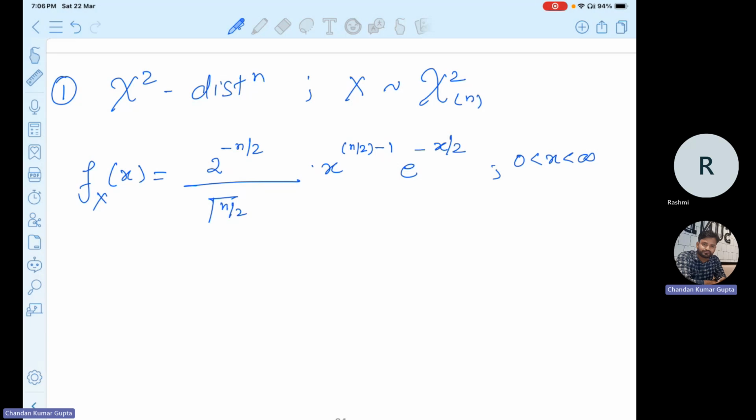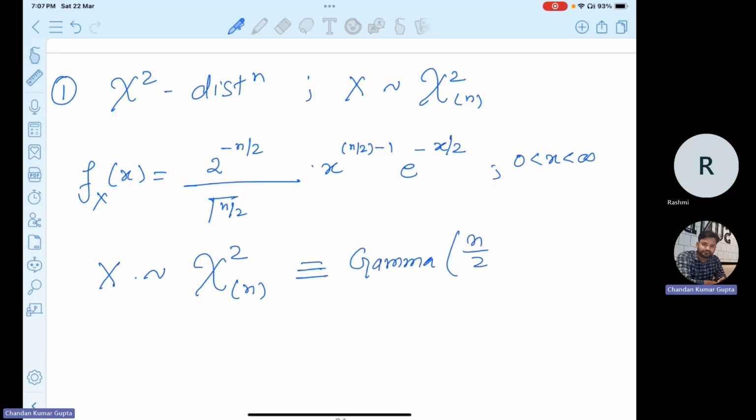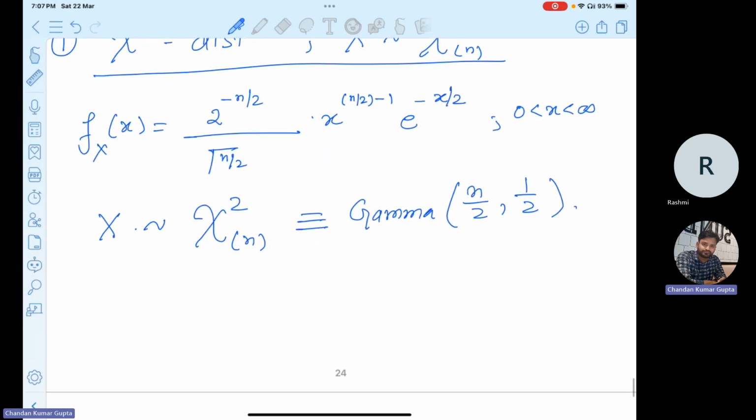Also, this x which follows the chi-square distribution with n degrees of freedom is similar to a gamma distribution with parameters n by 2 and 1 by 2. Both have similar features. So this is the chi-square distribution.